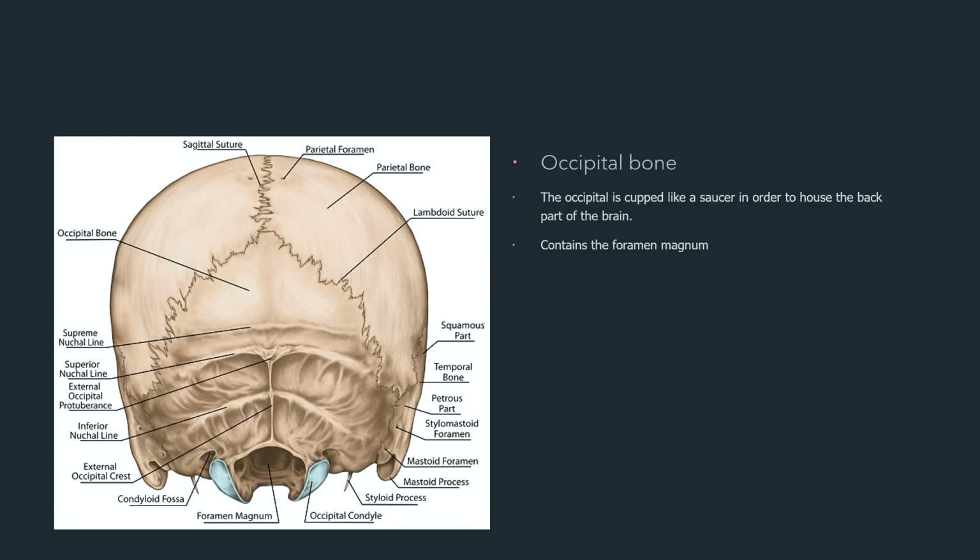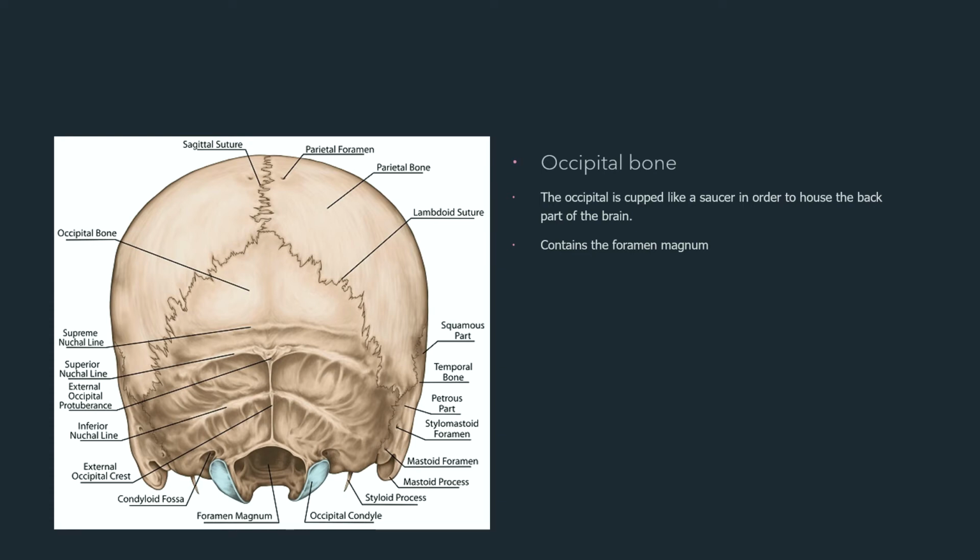Now we move on to the occipital bone. This is the bone at the back of your head, and it's cupped like a saucer in order to house the back of the brain, and it also contains the foramen magnum. The parietal bones articulate with the squamous part of the occipital bone at the lambdoid suture. The occipital bone also articulates with the temporal bone on each side.